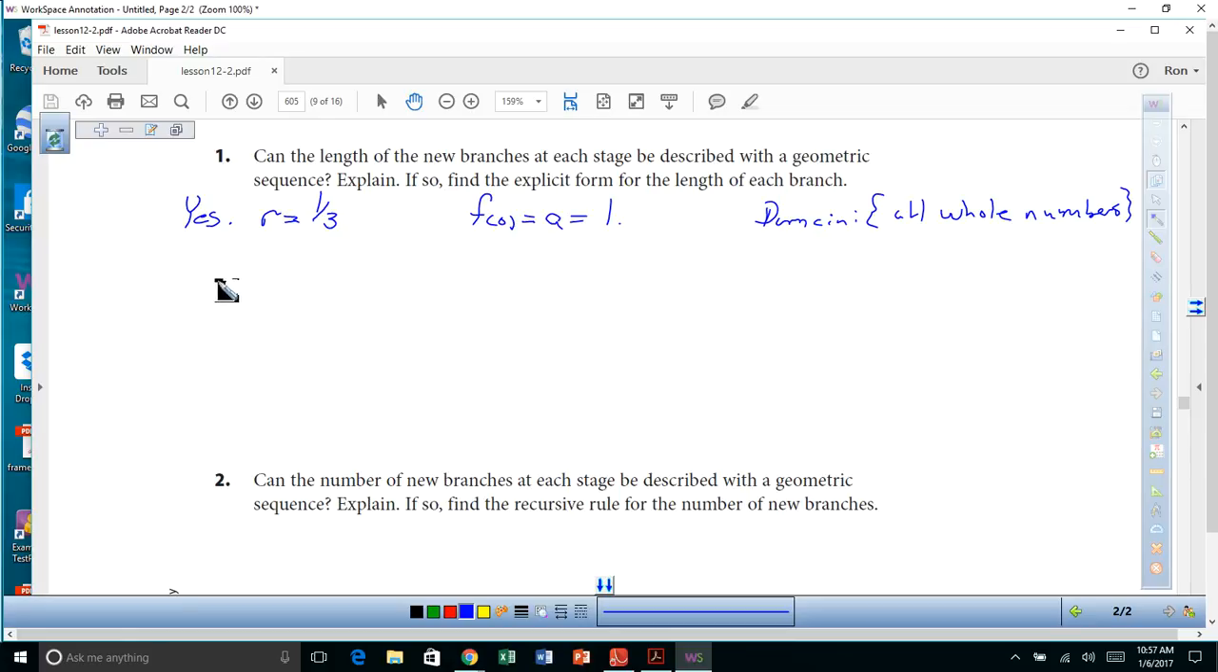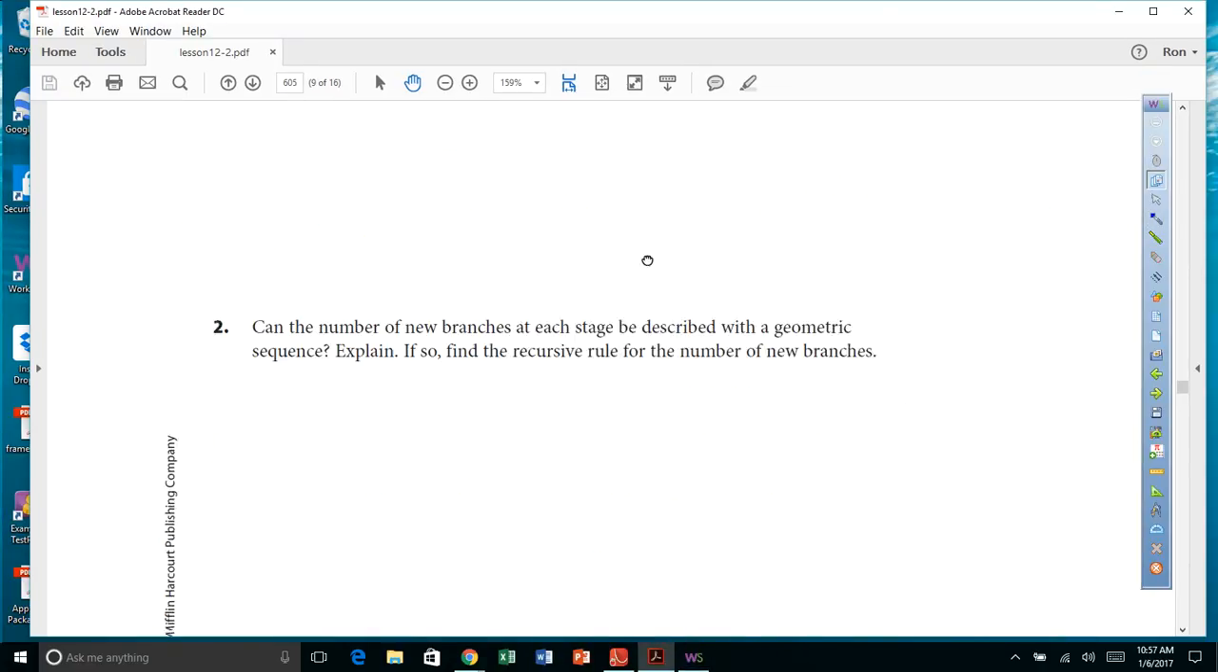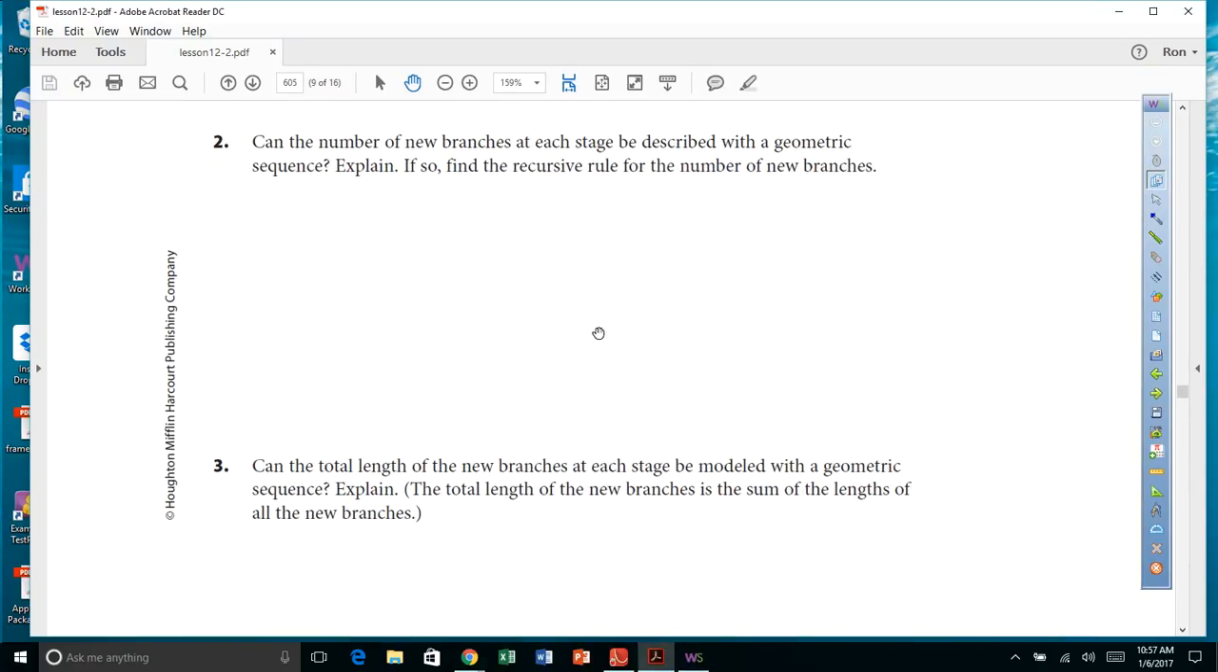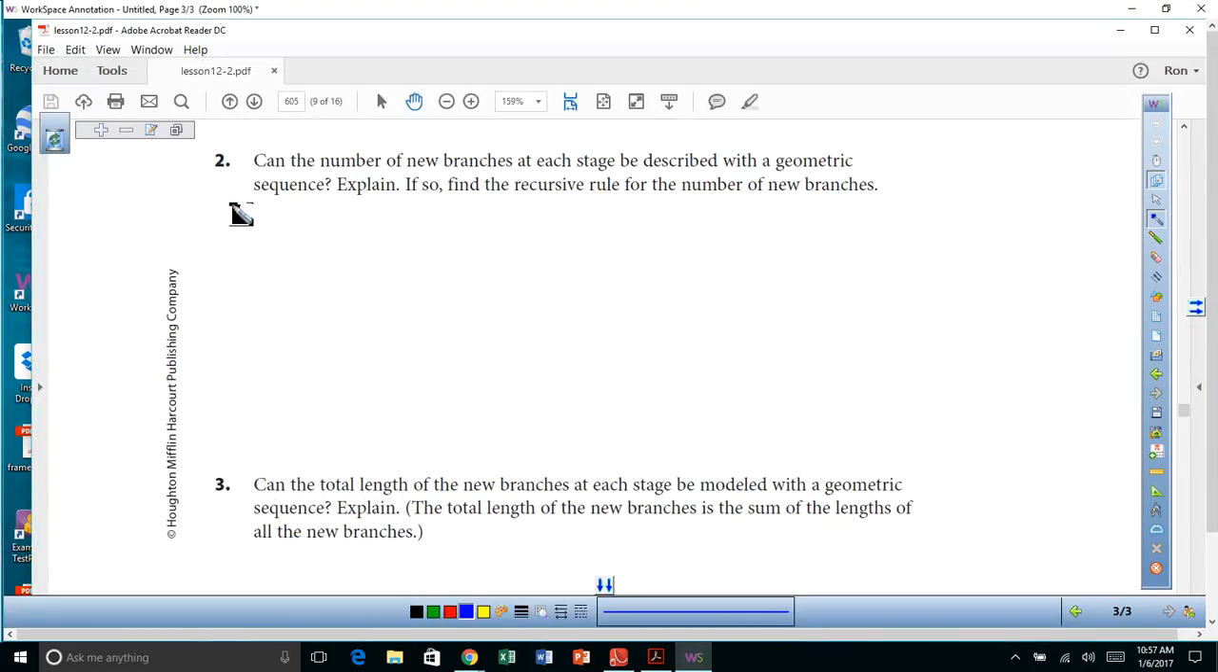So the explicit form of the function would be f of n equals a, which is 1, times r, which is 1/3, to the nth power, and n is greater than or equal to 0. Number 2, can the number of new branches at each stage be described with a geometric sequence? Yes.